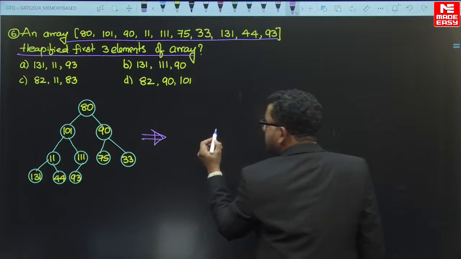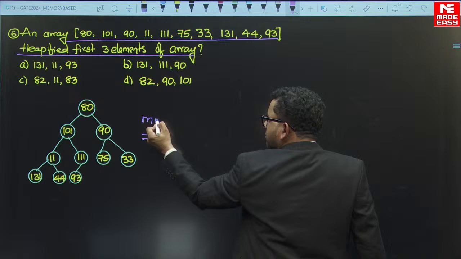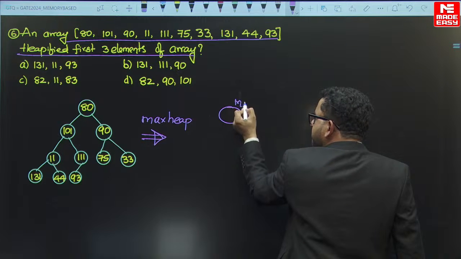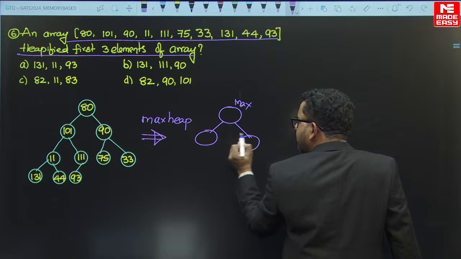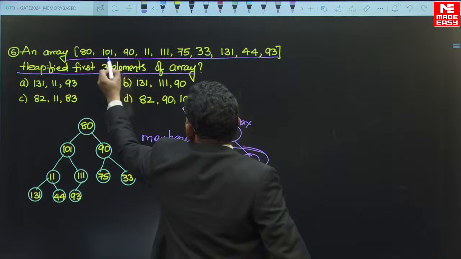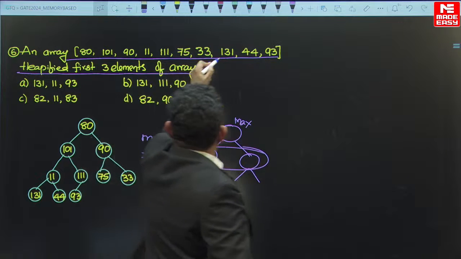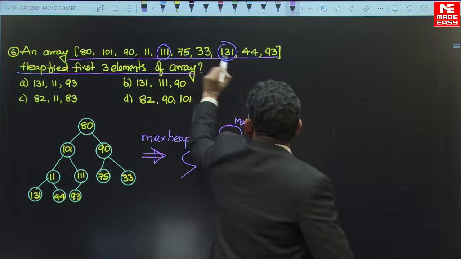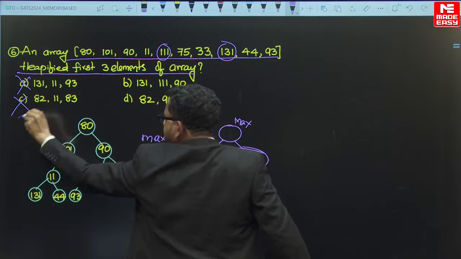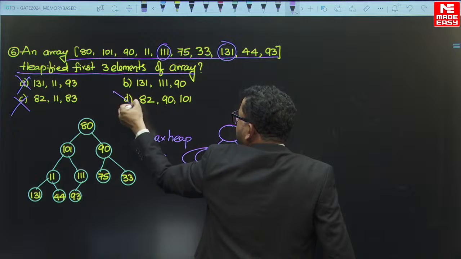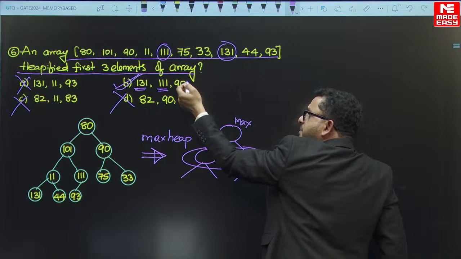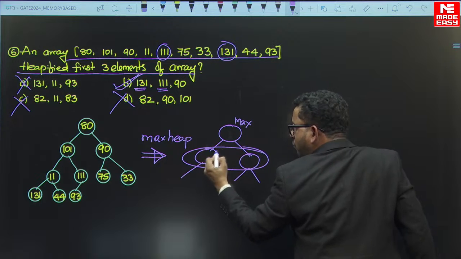if you convert this into max heap by using bottom up approach, okay, so root is the maximum element. Second maximum must be one of these two nodes. Answer must contain the maximum element, so this is 131 and second maximum 111, these two must be there. Like the 131 is there but 111 is not there here, 131 is also not there here. This is first maximum and second maximum.